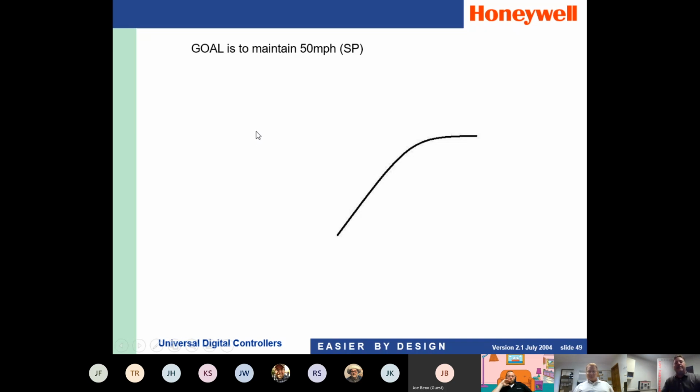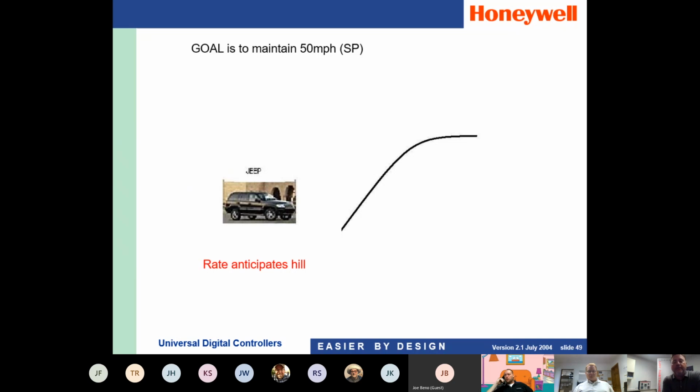So let's take an example of a cruise control. Let's say we have a Jeep that's set at 60 miles per hour. We're going down the expressway, and we need to maintain 60 miles per hour, and there's a hill coming up at the beginning.